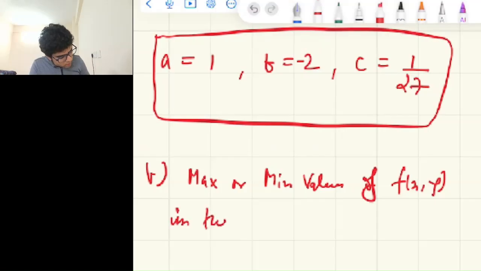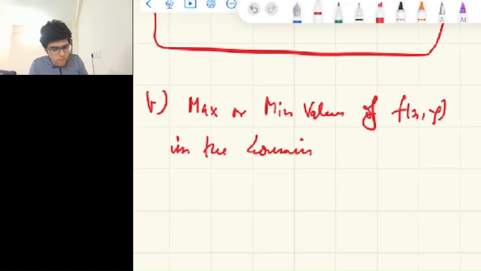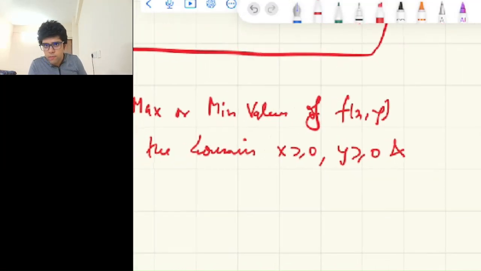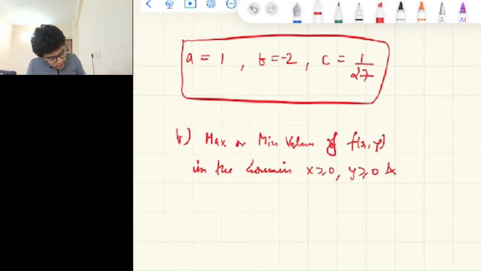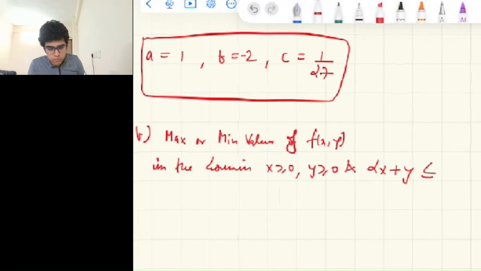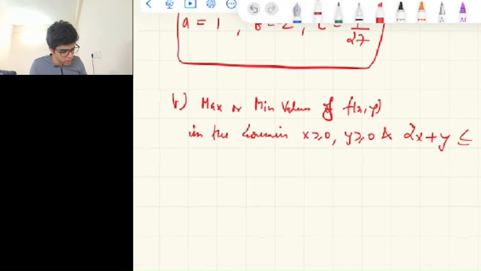in the domain x greater than or equal to 0, y greater than or equal to 0, and 2x plus y less than or equal to 4. Right? So this is the domain given to me.